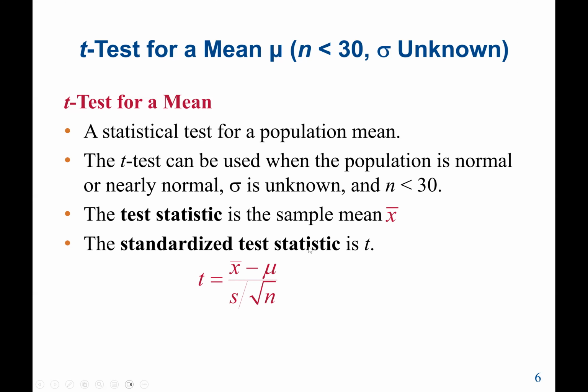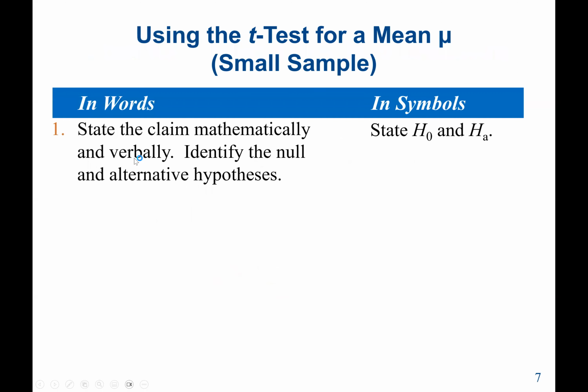The standardized test statistic for t is x bar minus mu over, again, we are using s, which is not the population standard deviation, but rather the sample standard deviation, divided by square root of n. Then we also have to find the degrees of freedom, which is the sample size minus 1. So these are the steps in words and also in symbols.